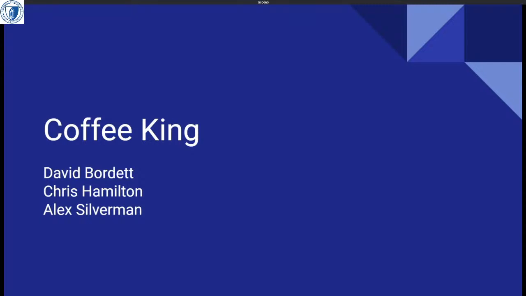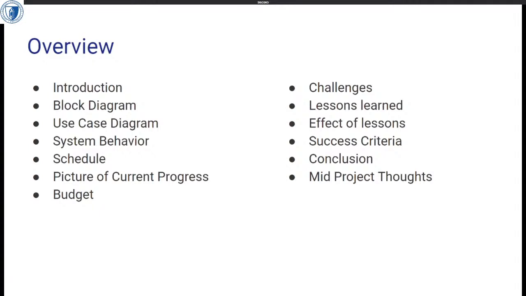Good afternoon, everyone. We are the Coffee King team. I am Alex Silverman. I'm Chris Hamilton. I'm David Bordette. Just to give an overview, we have our introduction, block diagram, use case diagram, system behavior, the schedule, some pictures of our current progress, our budget, and then the challenges, the lessons we've learned, the effects of these lessons, what we would like to achieve to be considered a successful project, our conclusion, and some mid-project thoughts.